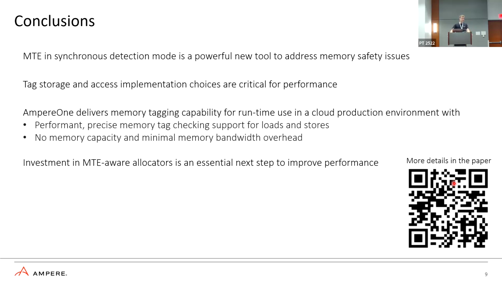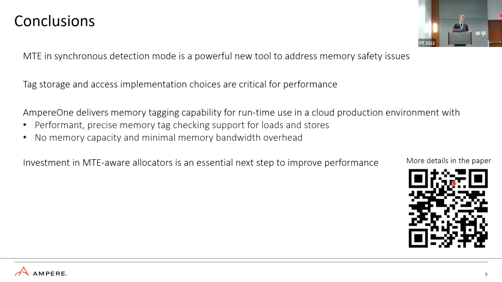The architecture does not specify how tags should be stored and accessed. That's up to the implementation, and those implementation choices make a big difference for the performance. We chose to co-locate tags with the data throughout the whole pipeline. And obviously that doesn't work in client where there's no ECC bits, but we think that for servers, that's a great implementation because it allows us to deliver well-performing, precise tag checking on both loads and stores with no capacity overhead, minimal bandwidth overhead.